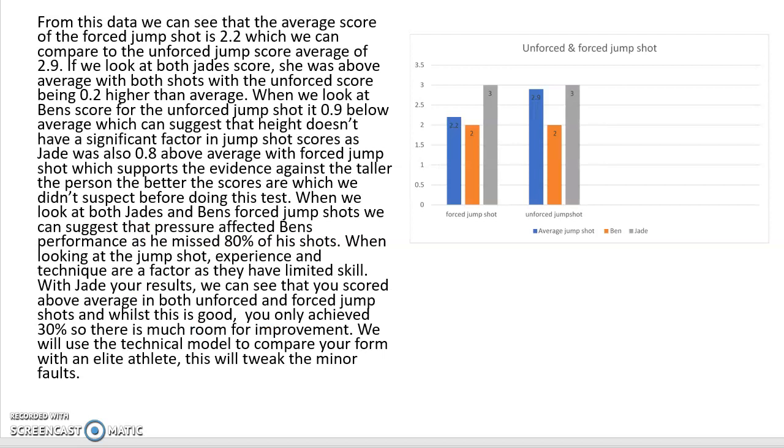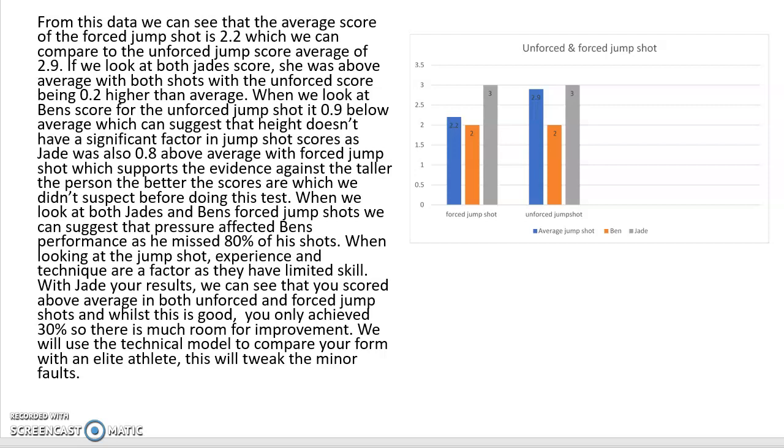So when we collected this data, we can see that the average score of the forced jump shot was 2.2, which if we compare to the unforced jump shot was an average of 2.9. If we look at Jade's score, she was above both averages with both shots, with the unforced being 0.2 higher than average. When we look at Ben's score for the unforced, it was 0.9 below average, which we can suggest that height doesn't have a significant factor in jump shot scores, as Jade was also 0.8 above with the forced jump shot, which supports the evidence against that the taller people are, the better the scores are, which we didn't suspect during this test.